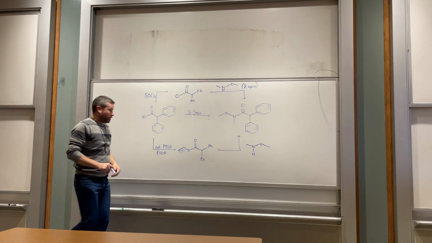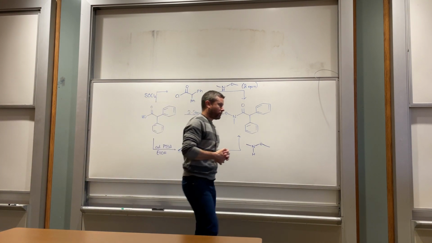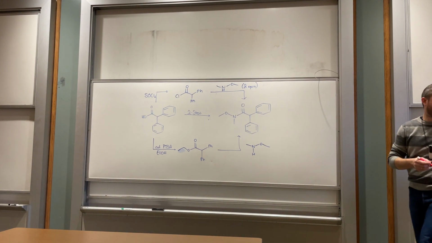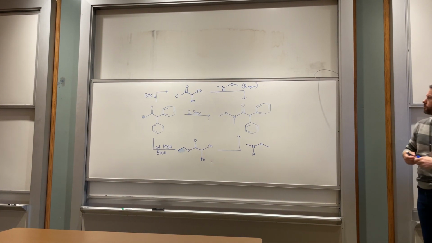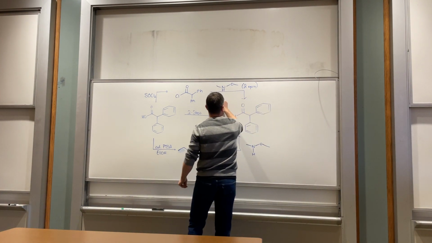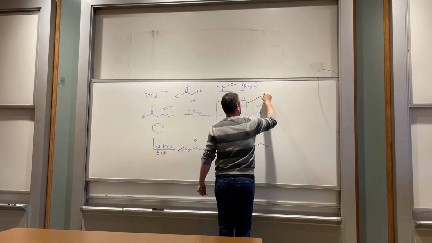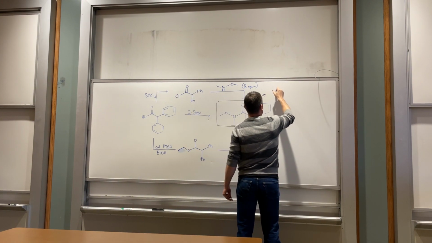All right? Any questions about this? Okay, so this amide that we're making, we're going to see this again in this chapter. This is a very specific type of amide called a Weinreb amide.